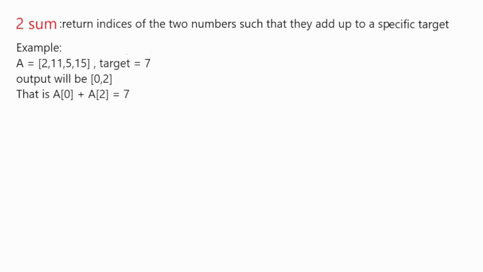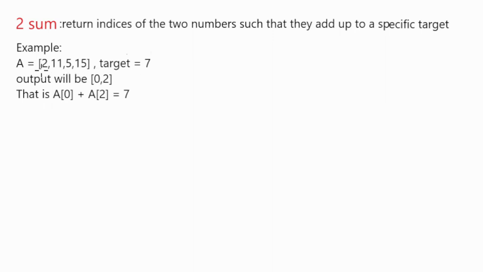Today we are going to see a problem called two sum. That is, the program should return indices of the two numbers such that they add up to a specific target. For example, let's take an array a is equal to 2, 11, 5, 15. Let's take target as 7.